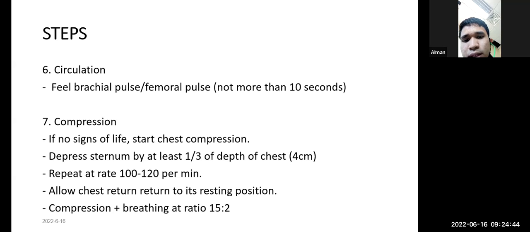We will depress the sternum by at least one third of the depth of the chest, or 4 centimeters, and repeat the chest compression at the rate of 100 to 120 per minute. For every chest compression, we need to allow the chest to return to its resting position. We do this in a ratio of 15 compressions to 2 breaths.